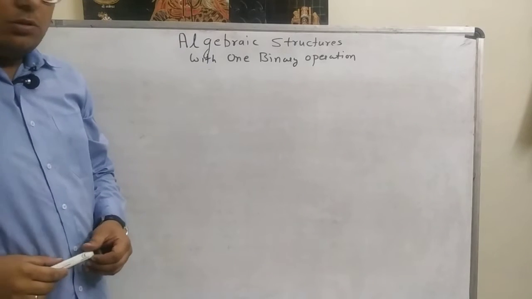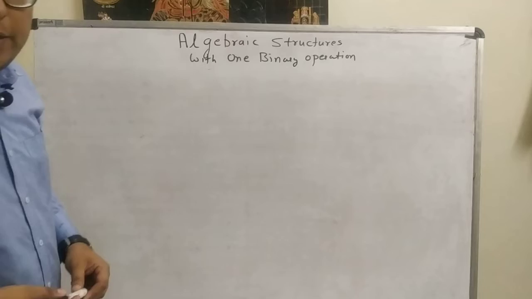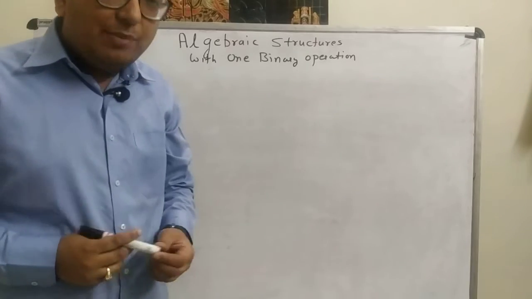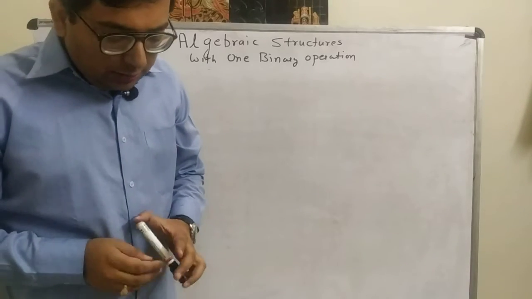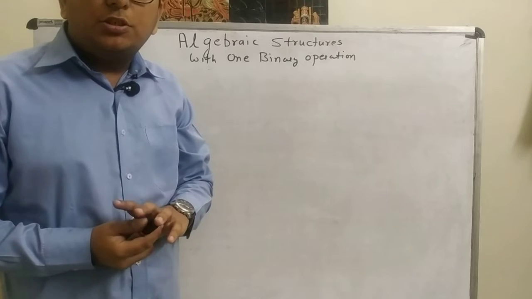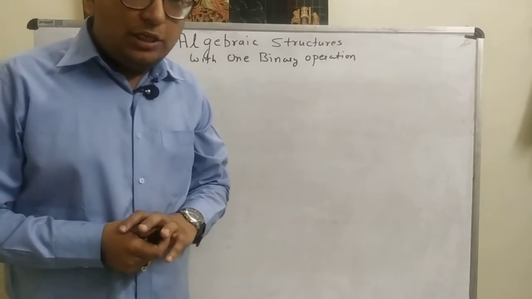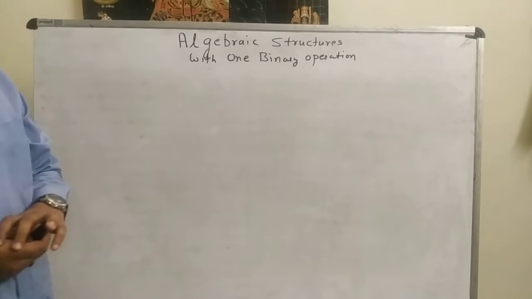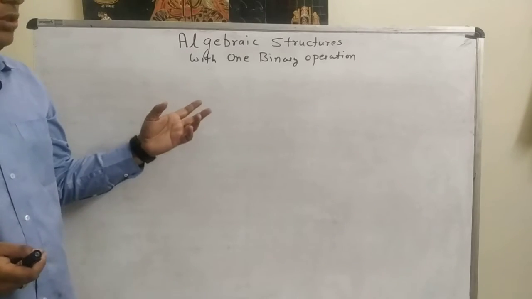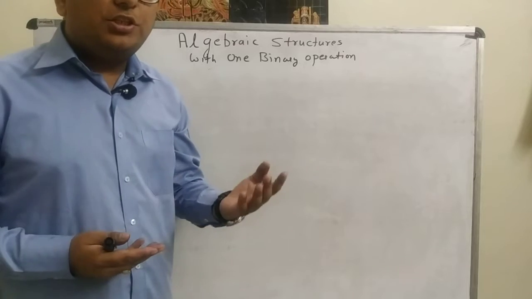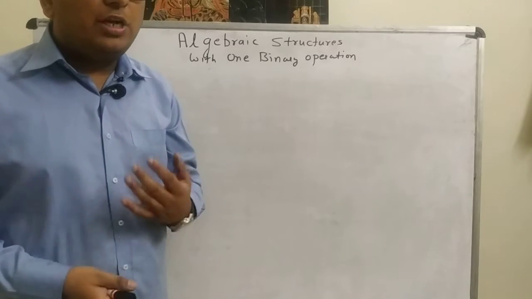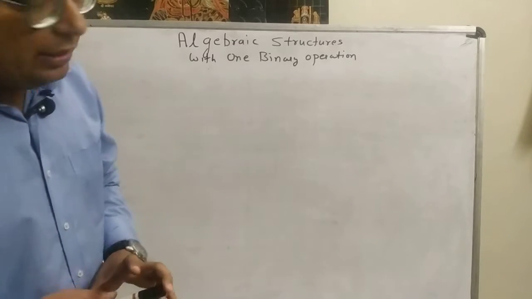Dear friends, good morning. In the last lecture, we discussed semigroups and monoids. Semigroups are algebraic structures in which star is closed and star is associative, and monoids are algebraic structures in which the binary operation is closed, associative, and G also has an identity element.